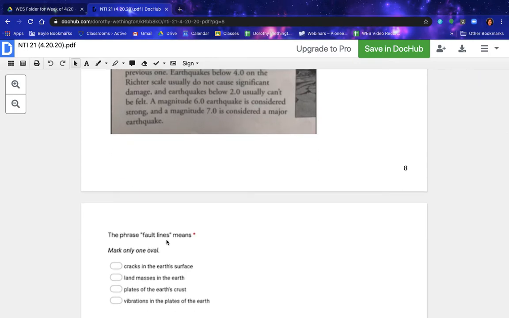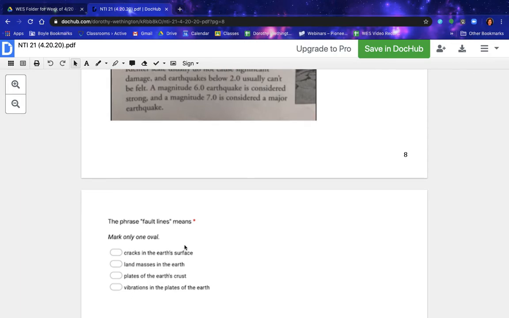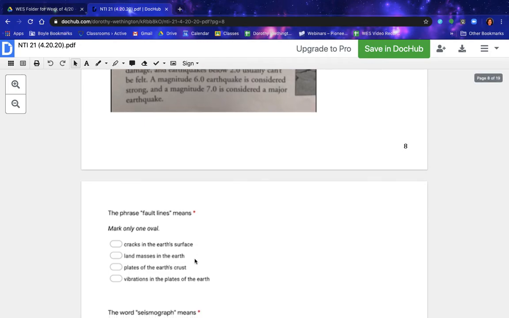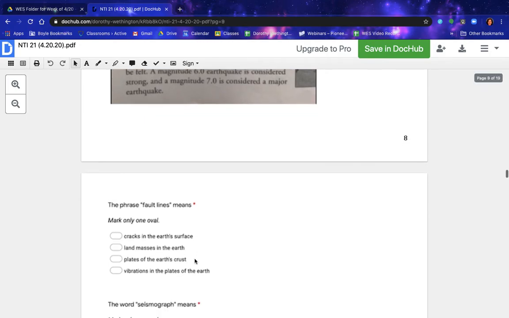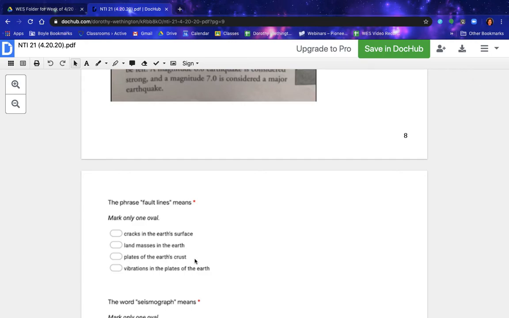The phrase fault lines means: A. Cracks in the Earth's surface, B. Land masses in the Earth, C. Plates of the Earth's crust, or D. Vibrations in the plates of the Earth.